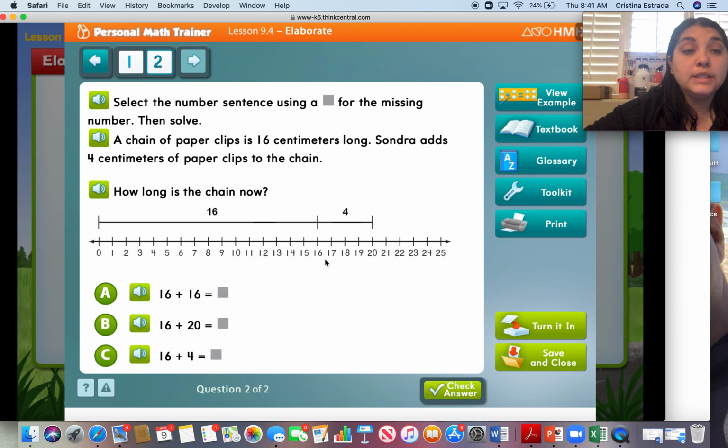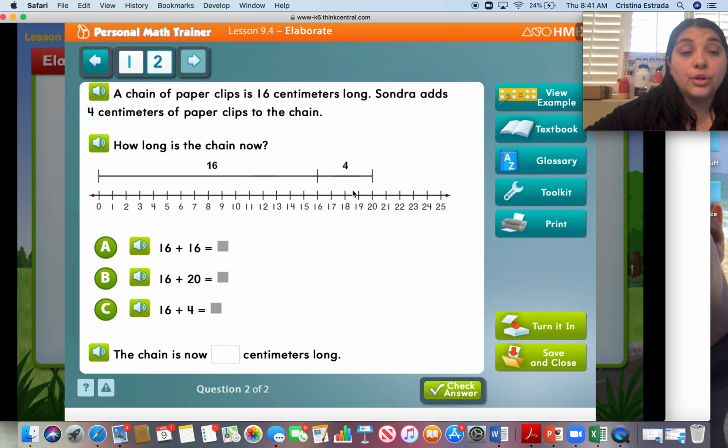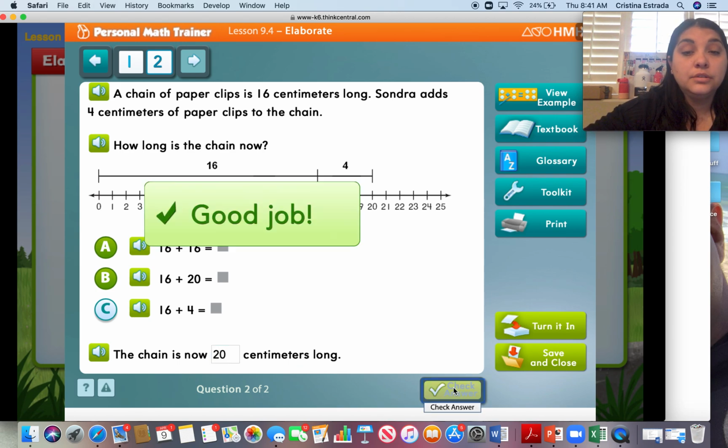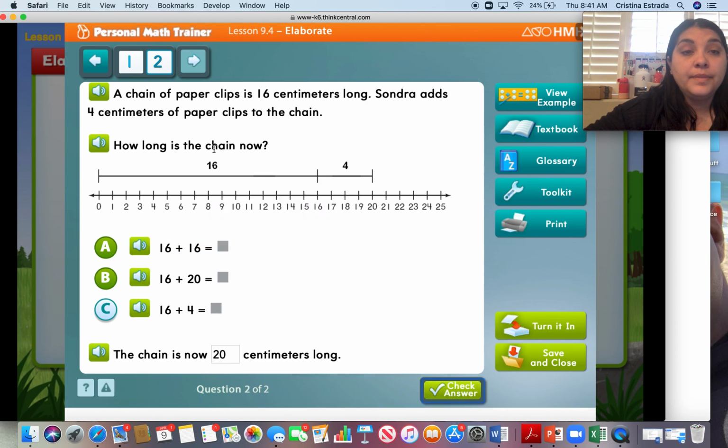So the problem reads, a chain of paper clips is 16 centimeters long, and Sandra adds 4 centimeters of paper clips to the chain. So now we get to put it in on our own. 16 plus 4 is down here for C, and our total is right here, 20. So I would type in 20, and then I'll check my answer. Good job! Okay, now I'll go on to the next problem.